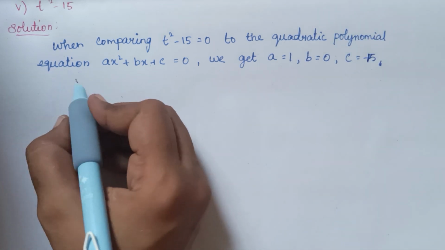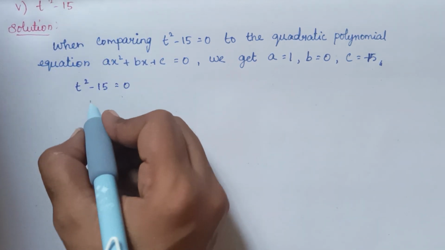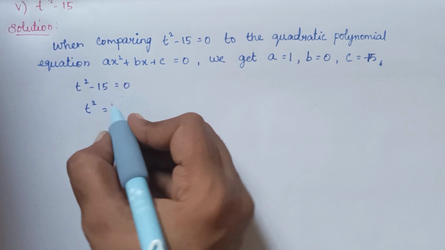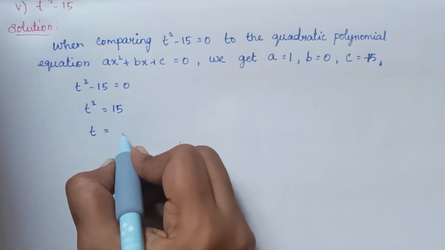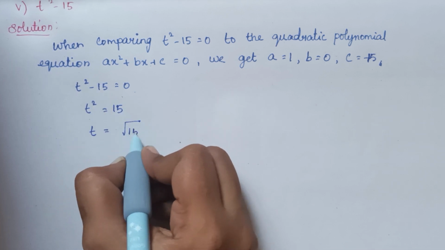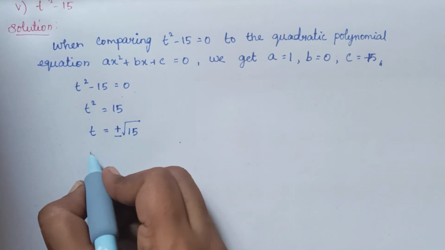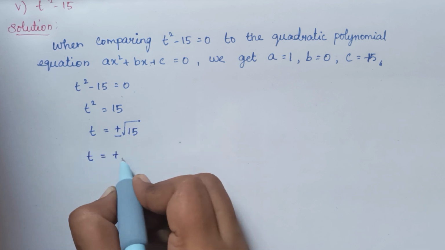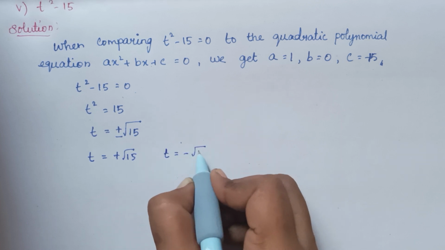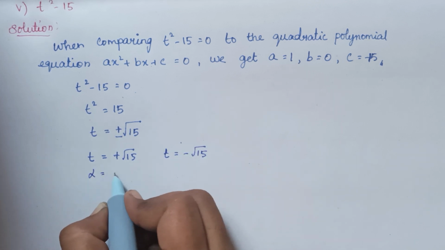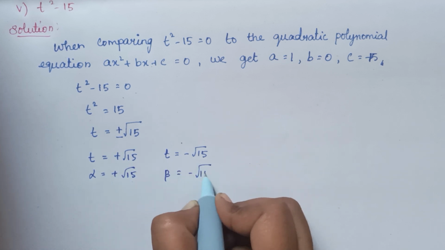Now simplify this equation, t square minus 15 is equal to 0. Okay, so then t square is equal to minus 15 comes this side as plus 15. So t is equal to, square comes this side as root, square root 15. So if we take square root, we can get plus or minus. So we can consider one t as plus root 15 and another t as minus root 15. Okay, that is alpha is equal to plus root 15 and beta is equal to minus root 15.